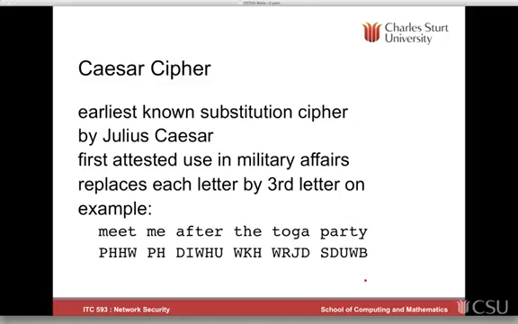Meet me after the toga party. If you shift each letter by three, you will see the ciphertext PHHW PH DIWHU WKH WRJD SDUWB. It is difficult to understand. After shifting every letter by three, you will see this ciphertext, so it is difficult to understand.